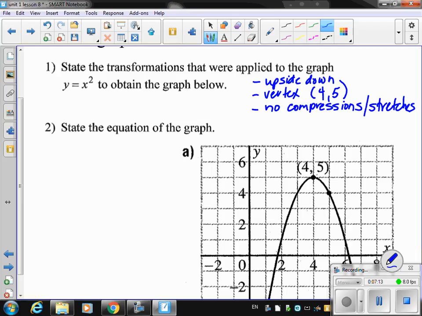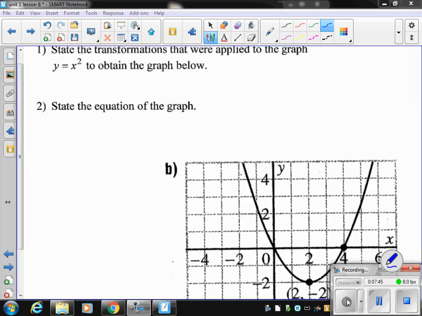And I want to put all of that information into an equation. So it's upside down, but it's the regular shape. So it would be y equals negative 1. If I have moved it 4 to the right, I need x subtract 4. 5 upwards would be a plus 5, and I have my equation.